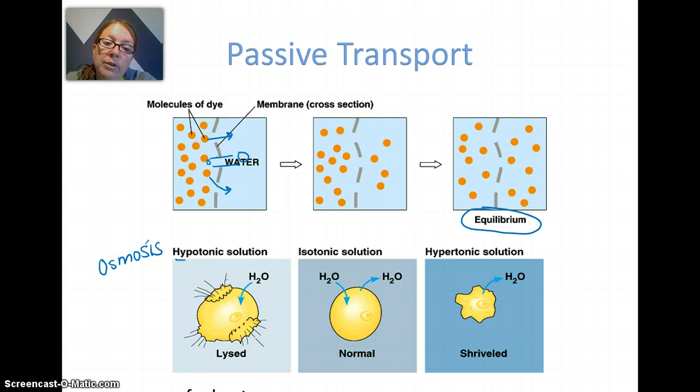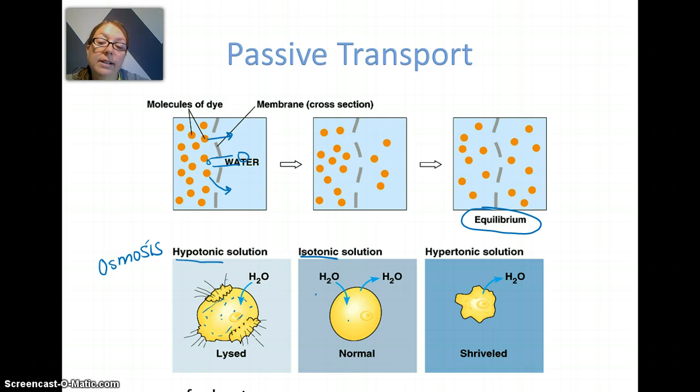So in the scenario where there's a hypotonic solution, that means that the cell must be in a hypertonic solution. And so water is trying to enter the cell to make it reach equilibrium just based on concentrations. In an isotonic solution, the solution concentrations both in and out of the cell are roughly the same, and so the rate of water entering and leaving stays about the same.